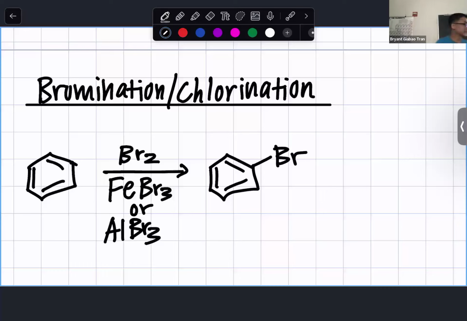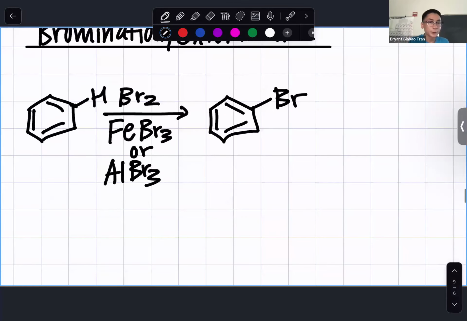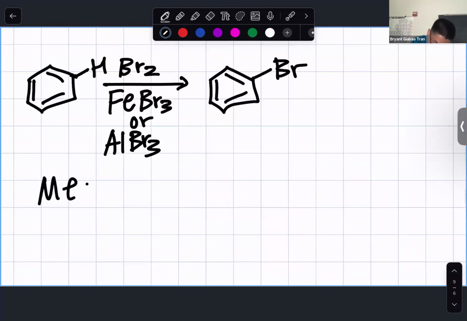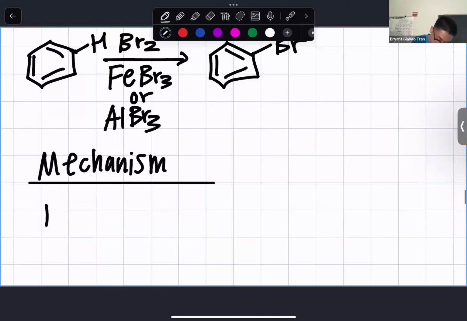But for now, this is just a general reaction where if we put Br2 with some kind of metal catalyst, that would just substitute one of the hydrogens of the benzene ring with a bromine like that. So here's the mechanism. I'm going to draw out the Br2 like this.